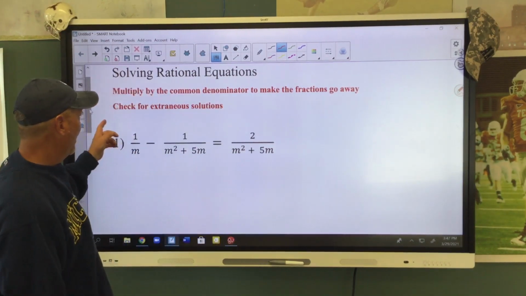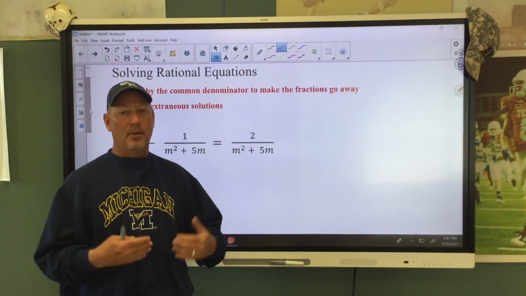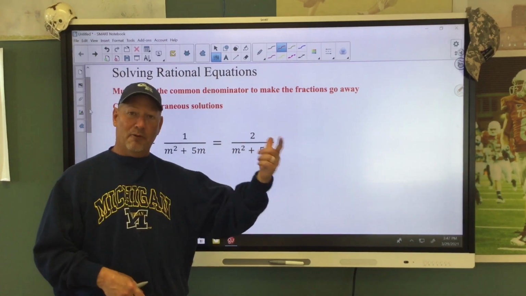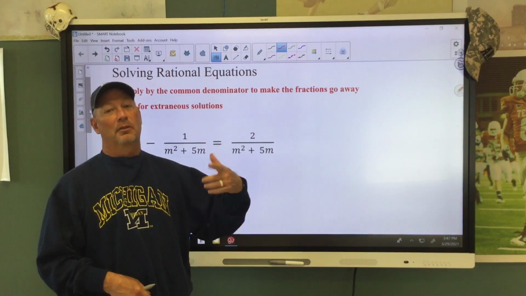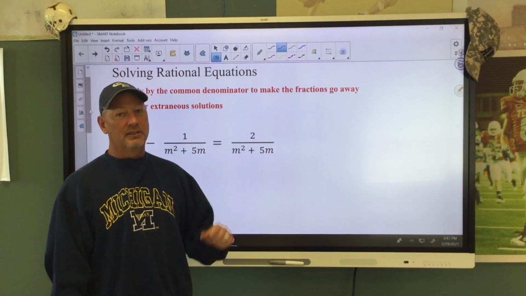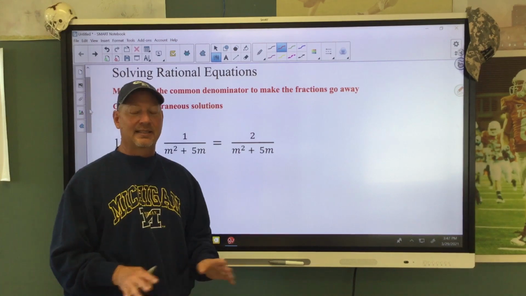You're still going to have some extraneous solutions, all right, because you can't have things that make the denominator equal to 0. So that's still going to come into play. Remember how we found those excluded values? Sometimes we're going to call them extraneous solutions, okay? Because that solution could make my denominator equal to 0, and that's not good.